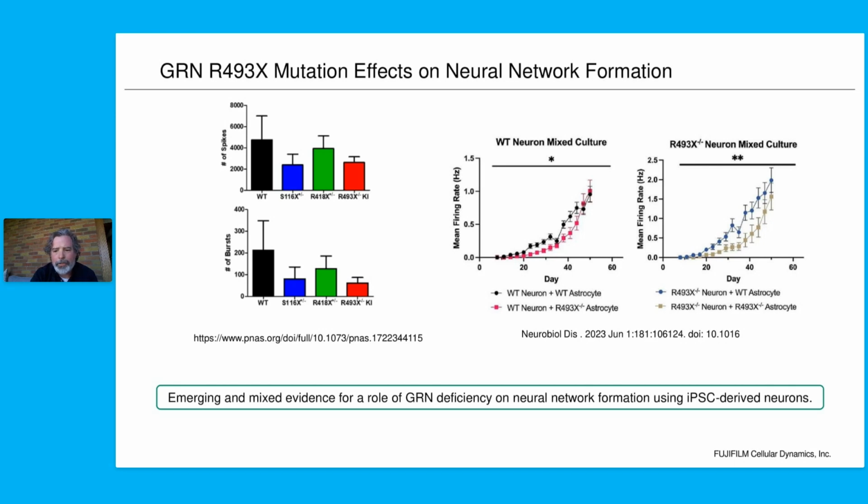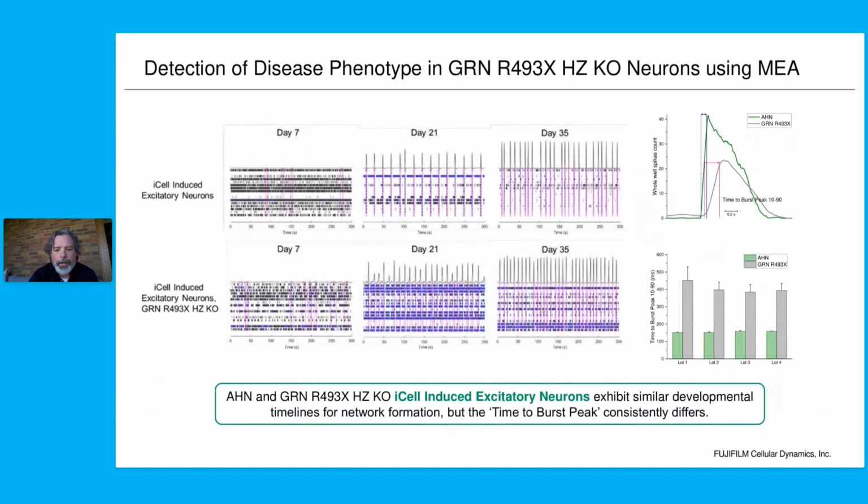Both these studies use iPSC-derived neurons with a homozygous knockout for GRN, which isn't typically what manifests in the clinical setting. So what we wanted to do with our induced excitatory neurons was examine that using our GRN R493X heterozygous knockout. And so using our induced excitatory neurons on MEA, our initial results shown here show relatively similar rates of network development between the healthy and the FTD neurons.